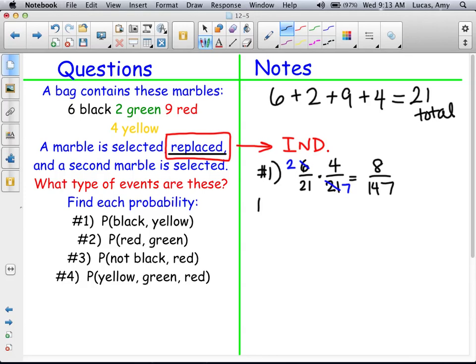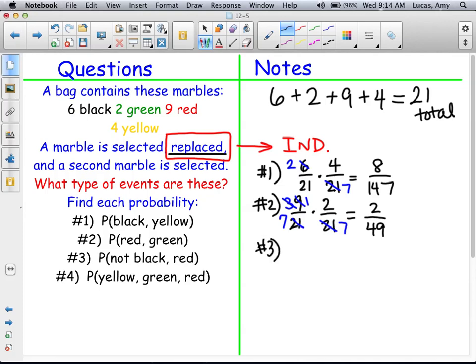147ths. Number 2, probability of red. So red is 9, so 9 out of 21. And then green, 2, so 2 out of 21 because we put the marble back. Reduce, divide by 3 again. I get 3/7. Divide by 3 again, and I get 1/7. So now if I multiply across, 1 times 2 is 2, 7 times 7 is 49. 2 49ths.